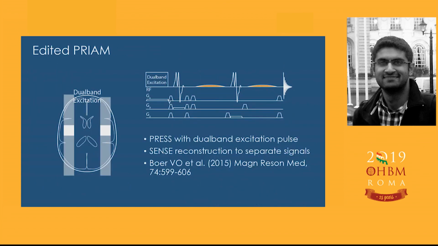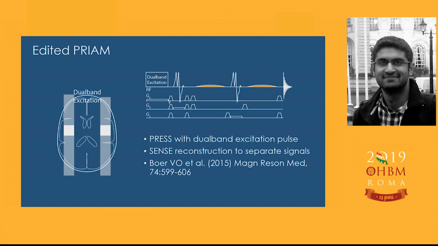So we focused on single voxel editing, so that means looking at one region at a time. Can we acquire data from different regions at the same scan time? Over here we have the PRIME sequence, very similar to the PRESS sequence. However, you replace a single band, or just one slice-selective excitation pulse, with dual-band excitation, and you can perform multivoxel spectroscopy.